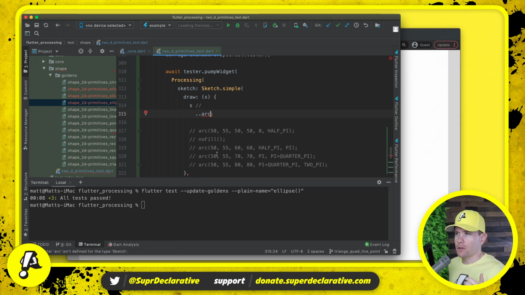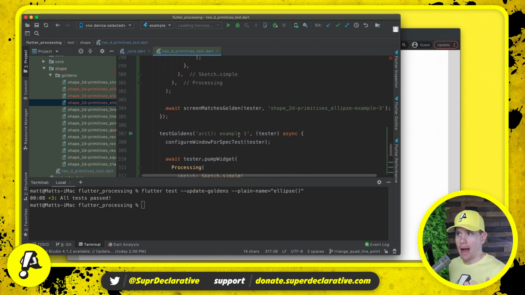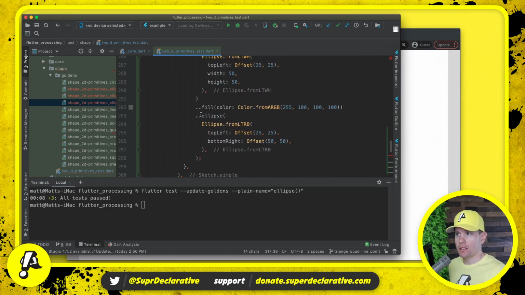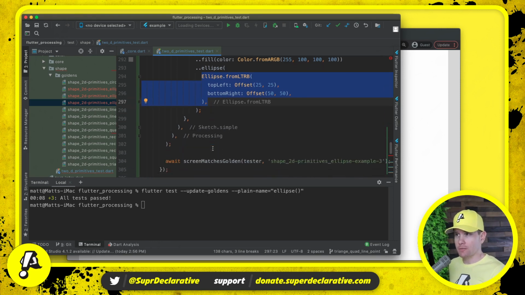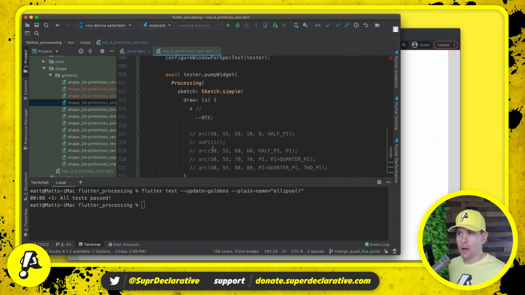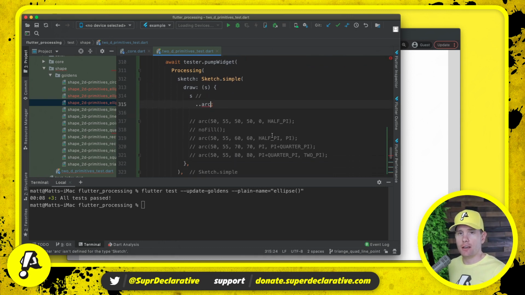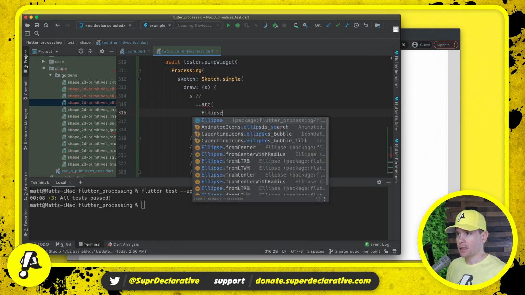The first 4 parameters to arc are the exact same parameters that we would give to ellipse. Let's look back up at ellipse for a moment. Here's how we drew an ellipse. We passed in an ellipse data structure. So we might as well pass in another ellipse data structure. That is how we are representing ellipses in the Flutter port of processing. Therefore, we will pass in an ellipse.